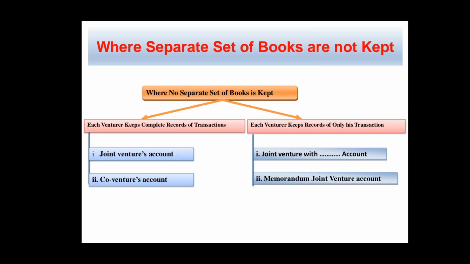So in summary, in a situation whereby a separate set of books are not kept under the joint venture, I said we have two approaches. That is, each of the venturers keeps a complete record of the transactions, or each of the venturers keeps a record of only his own transactions. In a situation whereby each of the venturers keeps a complete record of the transactions, two accounts will be prepared, which are the joint ventures account and the co-venturers account. In a situation whereby each of the venturers keeps a record of only his own transactions, like I said, one account will be prepared, which will be titled joint ventures account with a dash, while a memorandum account will be prepared to determine the profit or loss made in the joint operation.